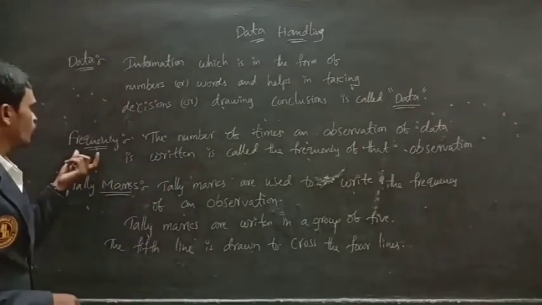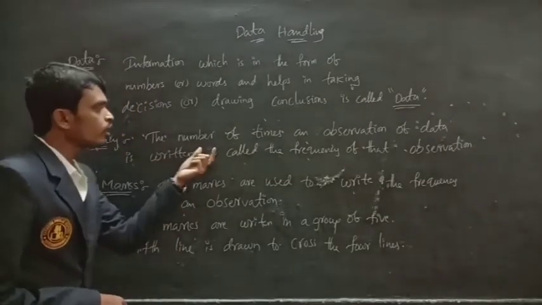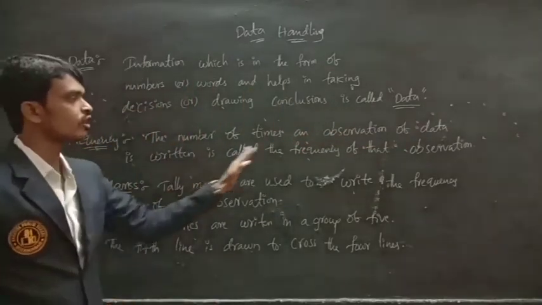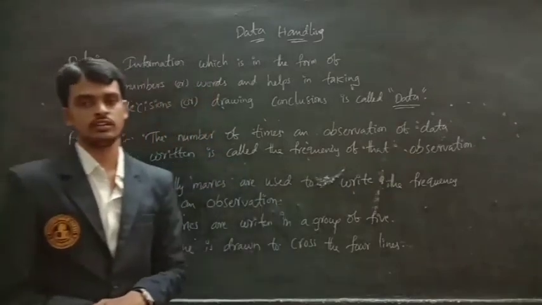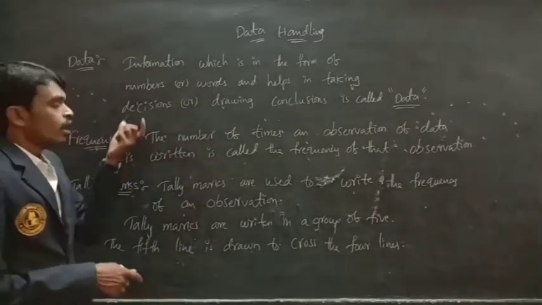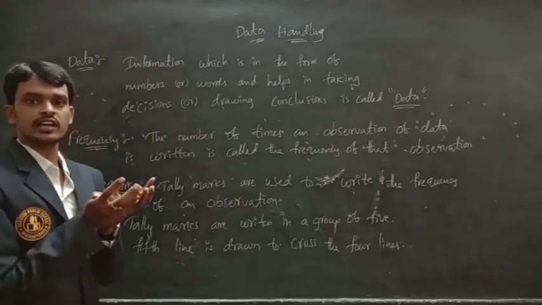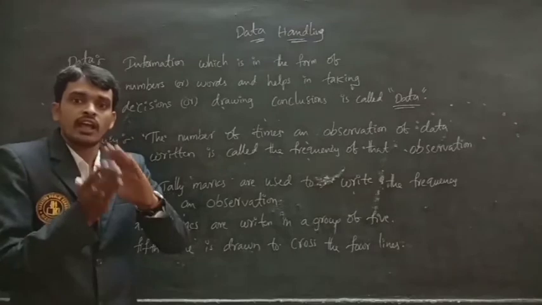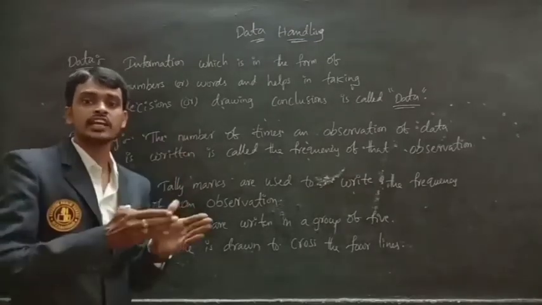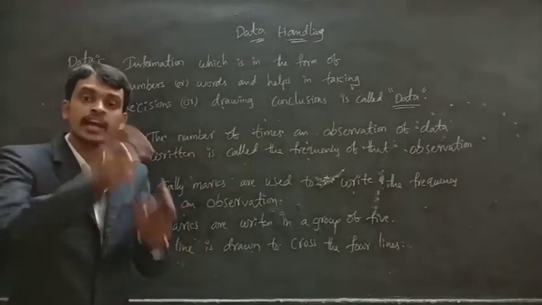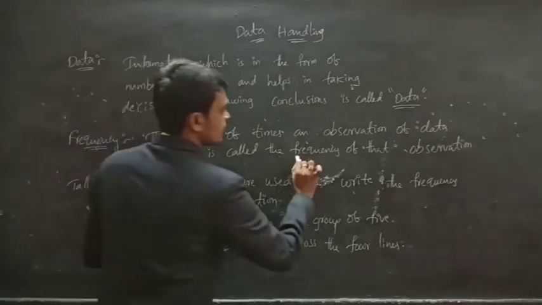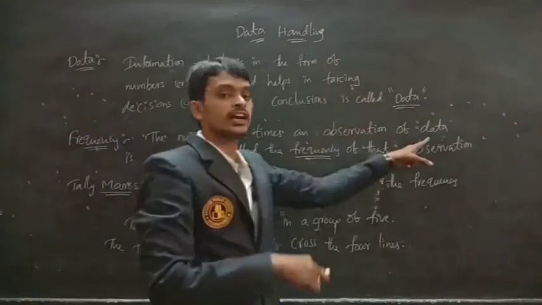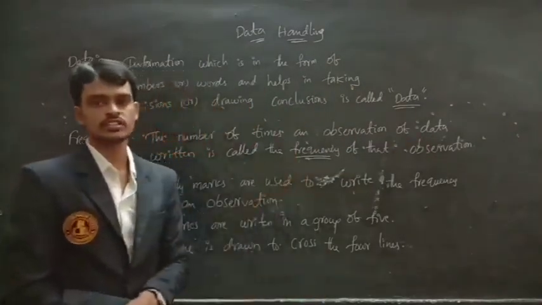Now, frequency. The number of times an observation of data is written is called the frequency of that observation. After collecting the data, we have observations. The number of times we take an observation is called a frequency. So the number of times of an observation of given data is called a frequency.